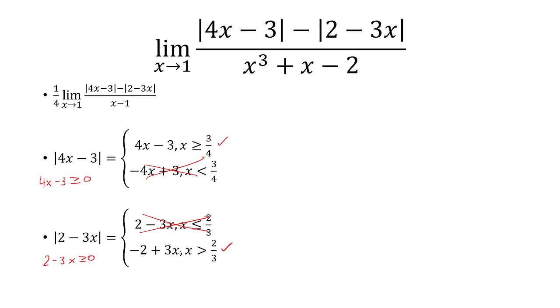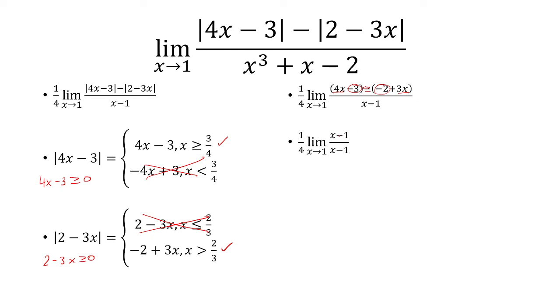So what this allows us to do is rewrite this limit now without the absolute values, and we're just going to use 4x minus 3 and negative 2 plus 3x. So now we simplify. We have 4x minus 3x, that's going to give us just x. And then negative 3 minus negative 2, the minus negative is going to make it a plus, so negative 3 plus 2 is just negative 1.